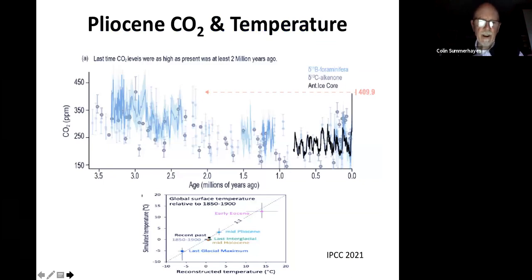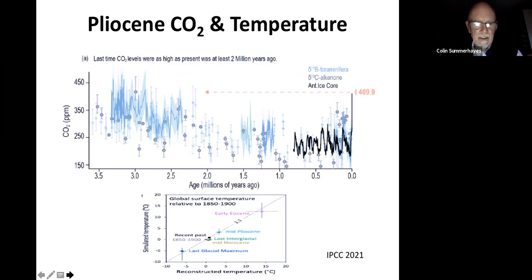This is the profile back on the left of the top diagram. You see 0, that's today. That's on the right-hand side. On the left, you see 3.5, that's 3.5 million years ago. And up the left-hand scale is carbon dioxide in parts per million. And what we see is that the parts per million of carbon dioxide in the mid-Pliocene, 3 to 3.5 million years ago, they were up around between 350 and 450 parts per million, perhaps averaging around about 400 parts per million.